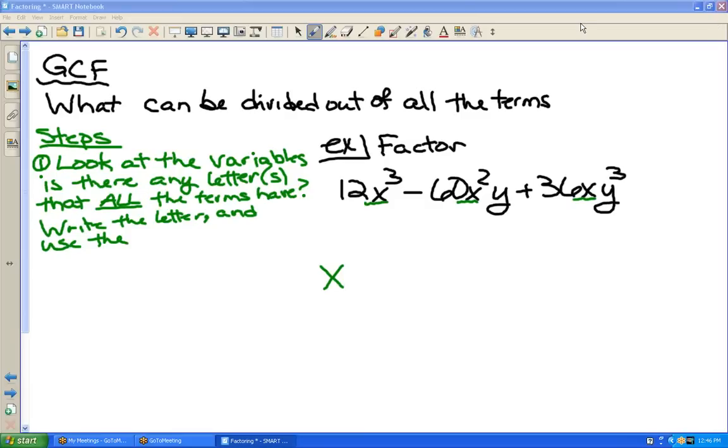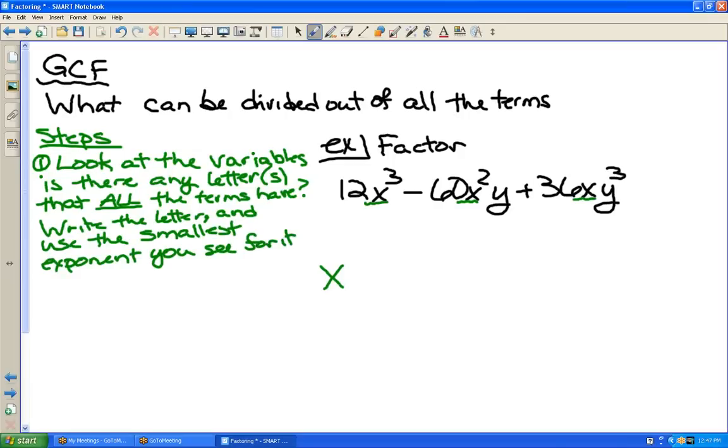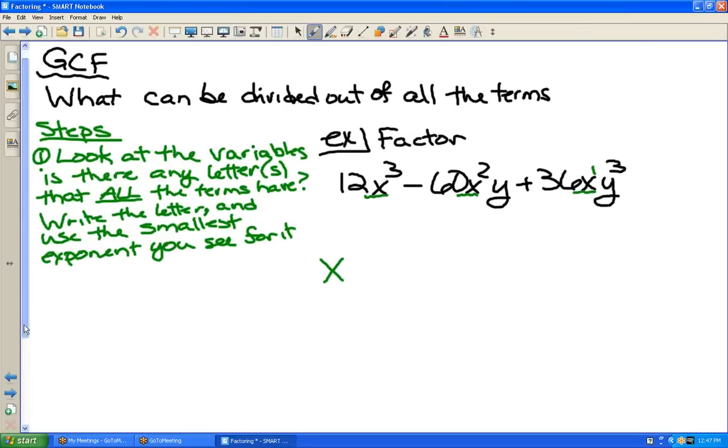Okay. Write the letter and use the smallest exponent you see for it. If I'm looking at them, I have an x to the third, which means 3 x's, x squared, 2 x's. And this one just has a plain old x, which if I need to see the exponent, it's a 1. So that's my smallest. So just a plain old x. I didn't have an exponent to add to it. I can put a 1 there if I really need it. Okay, then the next thing that we have, that's my letters. I can't do any y. So step 2.